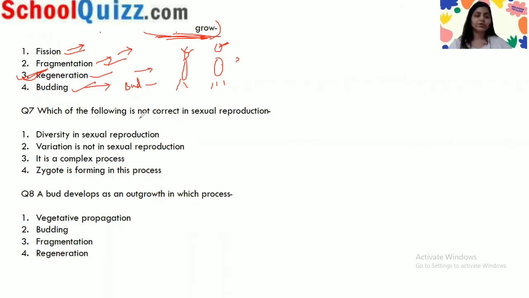Next we have: which of the following is not correct in sexual reproduction? Okay, so you have to tell which of the following is not correct. Option one, you have diversity in sexual reproduction. So it is true, because in sexual reproduction we have diversity because of the variation, and this is a limitation of asexual reproduction, that there is a lack of diversity.